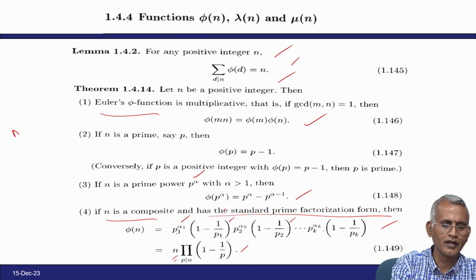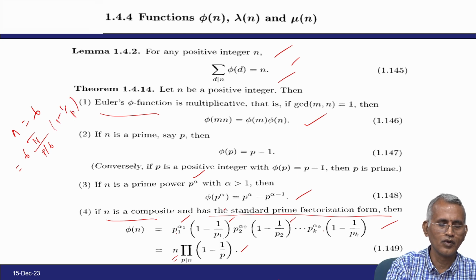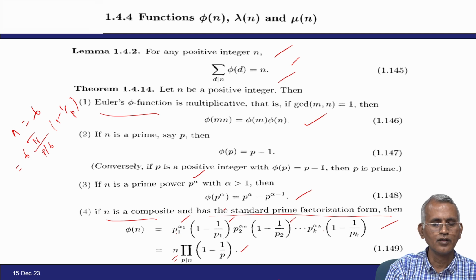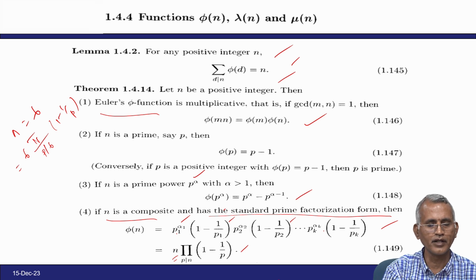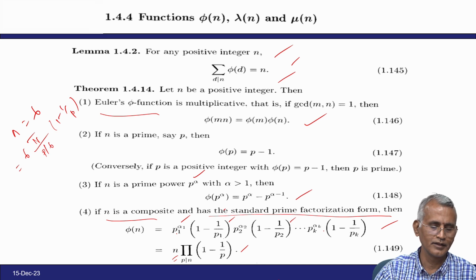So, if n equal to 6, then this can be written as 6 into the product over p dividing 6 of (1 minus 1/p). So 2 and 3 divide 6, therefore 6 into (1 minus 1/2) into (1 minus 1/3), and that is 2. It works. So 6 times this product is phi of n, the corresponding value will come, provided n is a composite number.